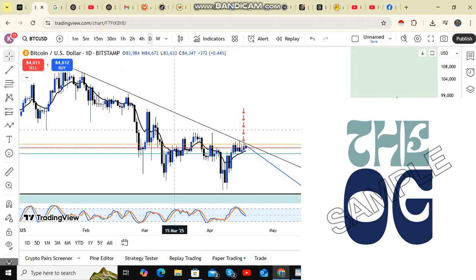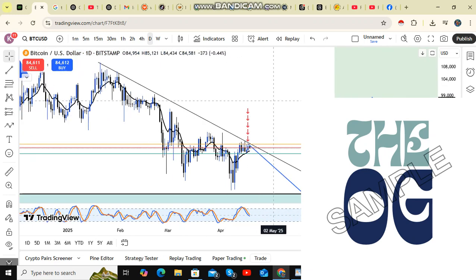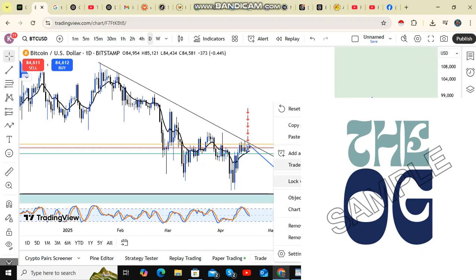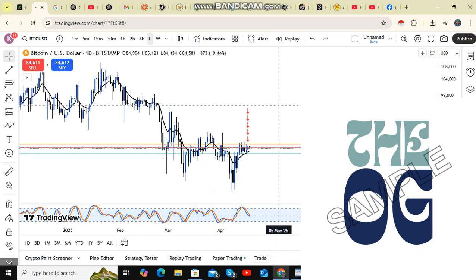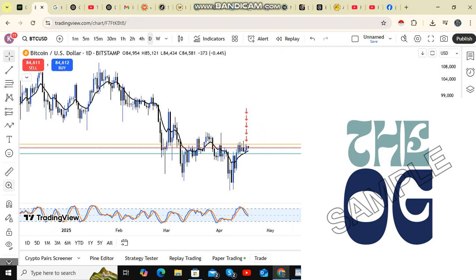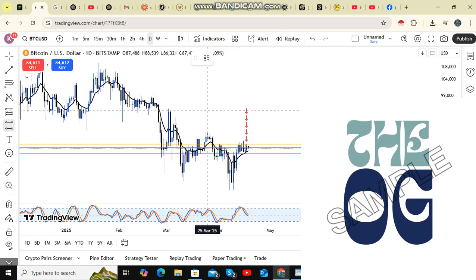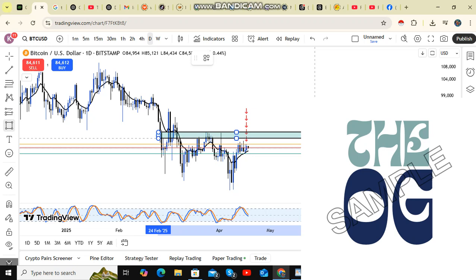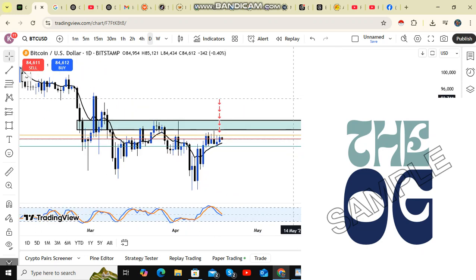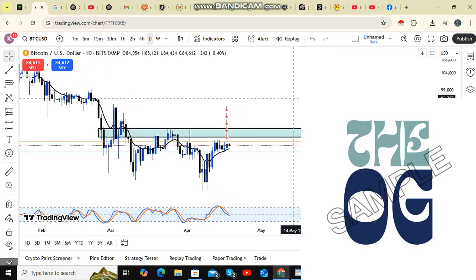So the reason why I took that sell again is because if you look right here, I see an area of rejection. Okay. So price came over here one time and it rejected.